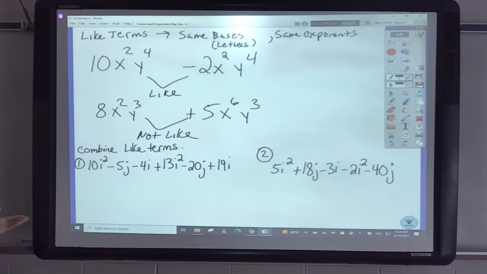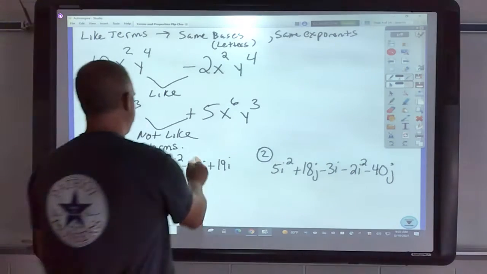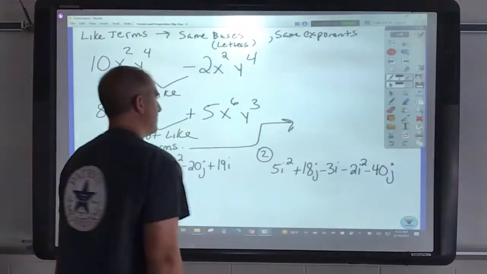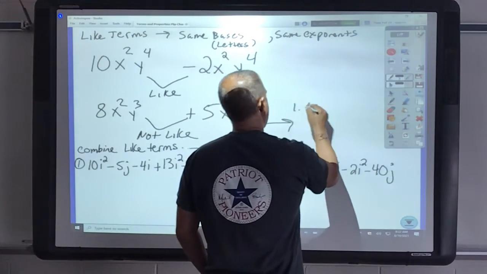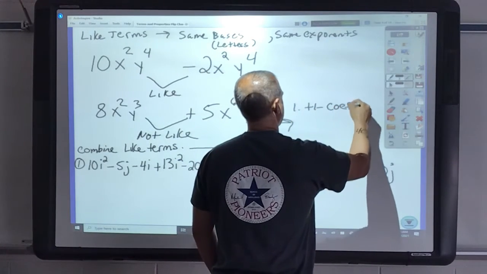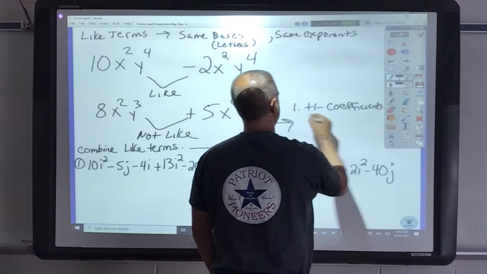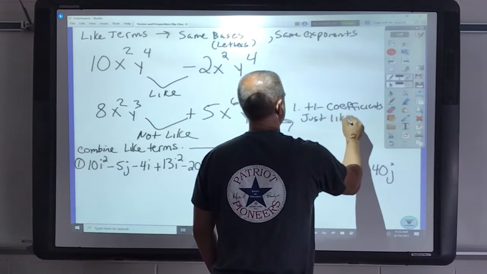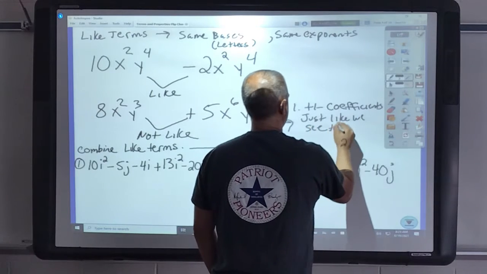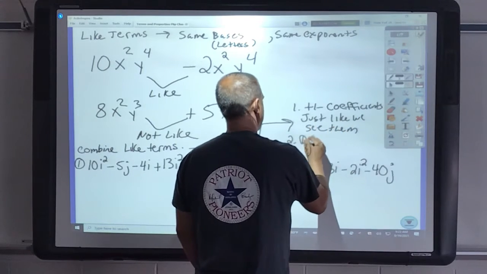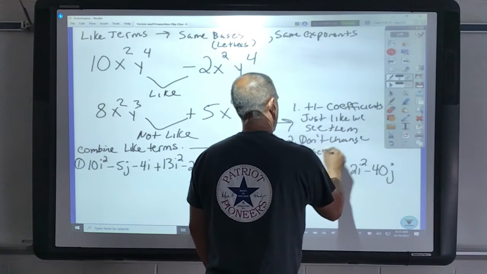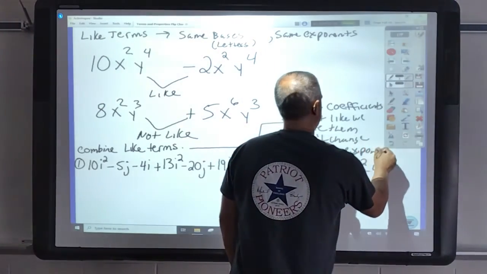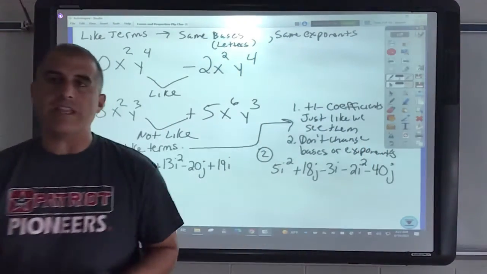Now, all we want to do in these examples is combine like terms. How do we do that? Very simple. Once we figure out the terms that are alike, we add or subtract the coefficients just like we see them. We also don't change the bases or the exponents. When we're combining like terms, we're counting how many there are.